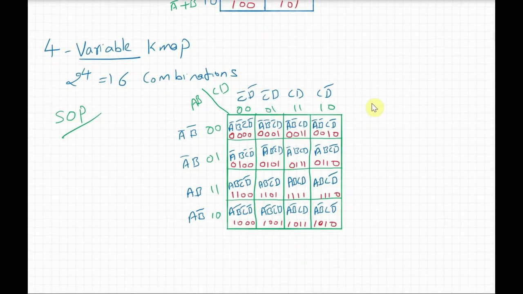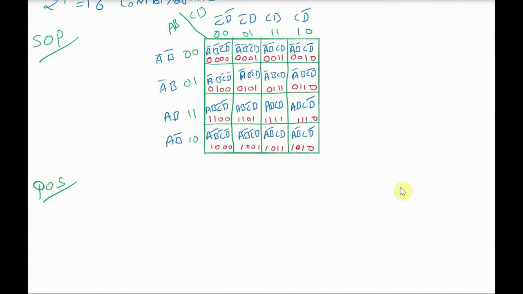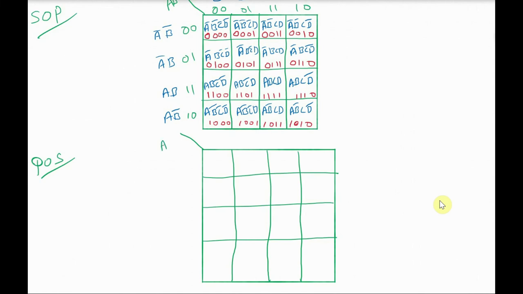We will see how to draw the four variable kmap for POS expression. Everything remains the same, the skeleton remains the same. So you have to write it here, A plus B, A plus B bar, A bar plus B bar, A bar plus B. Here 0, 0, 0, 1, 1, 1, 1, 0. If you write it as variables, it is A plus B, A plus B bar, A bar plus B bar, A bar plus B.